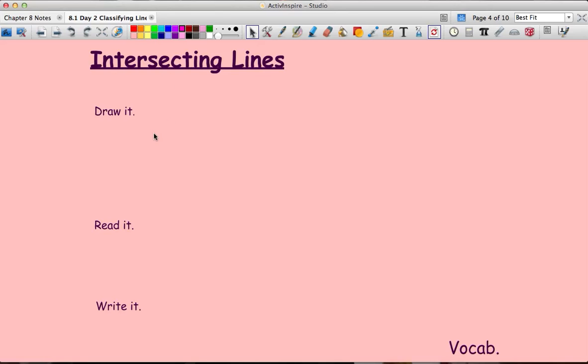Okay, then we're going to go to the intersecting lines notes page. We're going to draw intersecting lines. So for this one, we are going to draw line AE right here and line DC, and they're going to intersect at point B. When we read this, we say line AE intersects line DC at point B. This is just how we would read it.